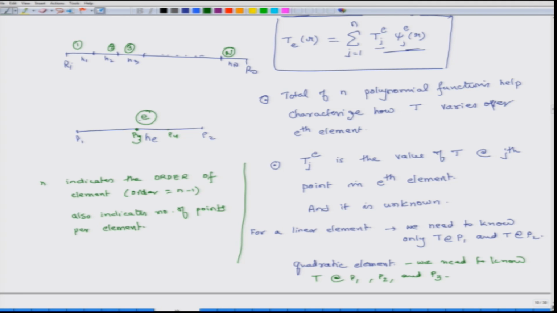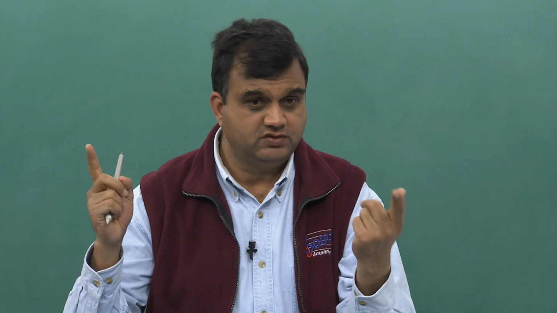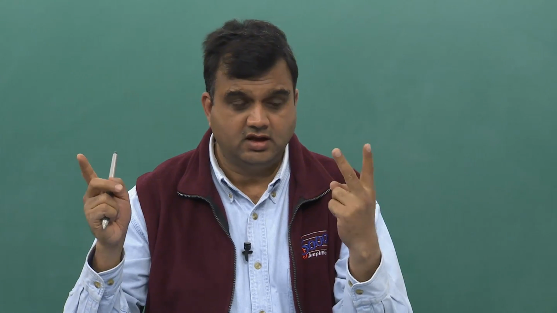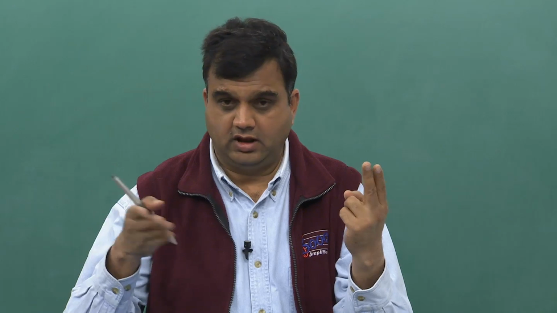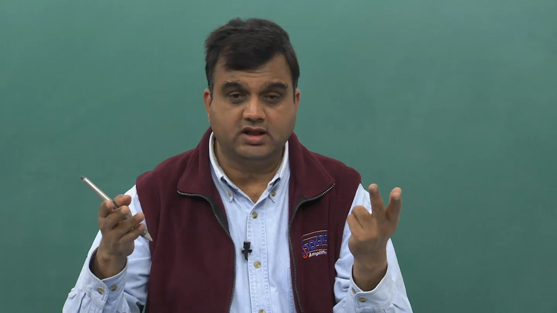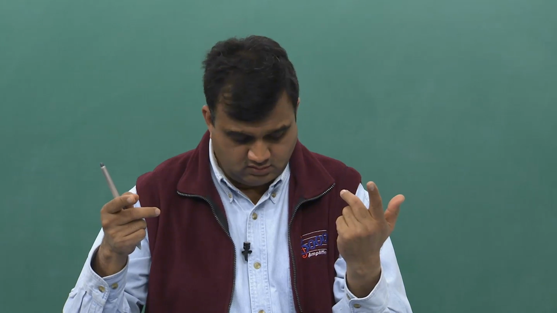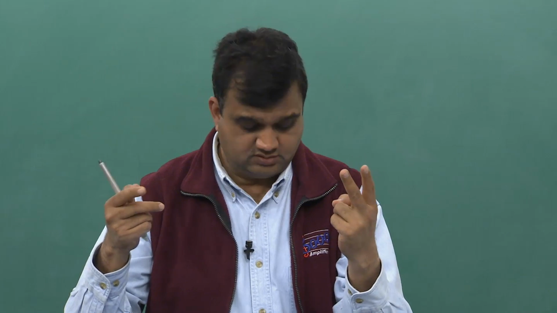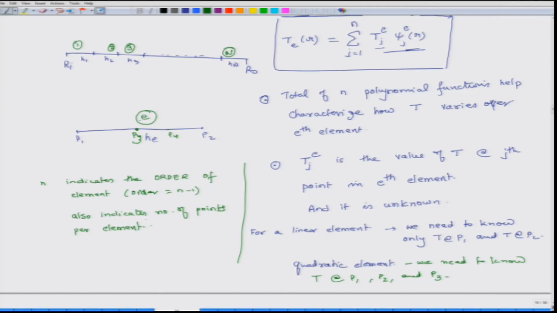So, if it is a linear element, n is 2 because we need 2 points. Agreed? We need 2 points to make a line, n is 2, and it is a linear curve, so order is 1. And how many points will be needed on the element? 2 points. So, number of points will be 2.